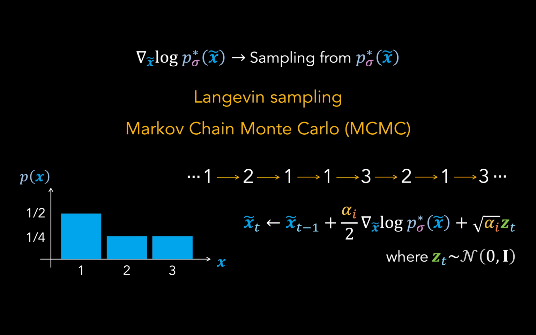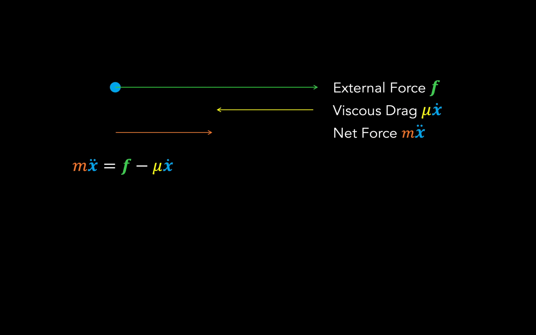So, as we run this stochastic process, our system will visit low-density regions only rarely, and will spend a lot of time in high-density regions. But to see exactly why this works, we'll have to take a brief detour into physics land. Generally, the mass times acceleration of a particle is equal to the external force acting on it minus the force produced as a result of viscous drag with friction coefficient mu.